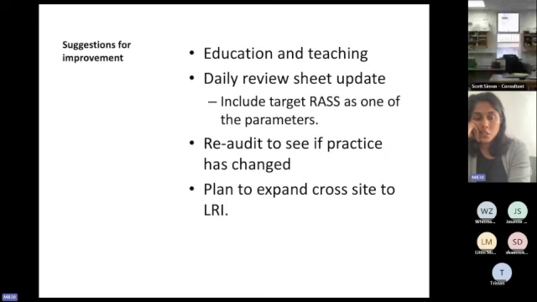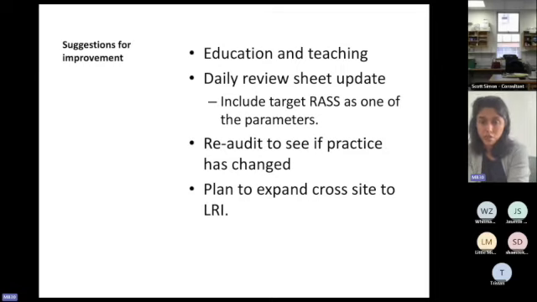So our suggestions for improvement. I think there needs to be an element of education and teaching, which is why we're going to talk a little bit about the importance of the score afterwards. We have proposed an update to the daily review sheet. On the other side of the sheet at the bottom, there are things like target PO2, target saturations. We could include a target RASS in there as one of the parameters, although it wouldn't be applicable to each and every patient. The vast majority of patients that are coming to ITU will at some point have some sort of sedation, so it could be possible to do that.